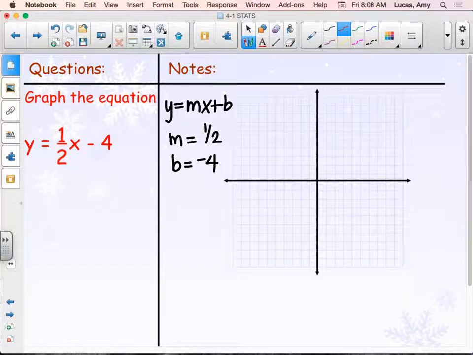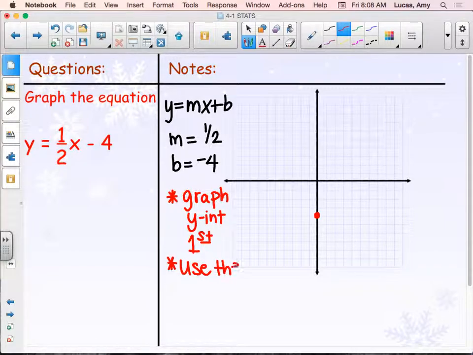To graph this, I need to graph the intercept first. So the y-intercept is -4. That would be down 4 from the origin on the y-axis. Then, after that, I'm going to use the slope. So I'm going to use the slope to find 2 more points on the line.